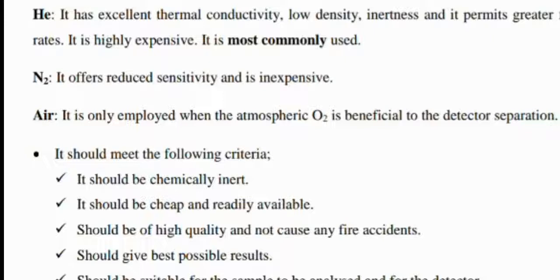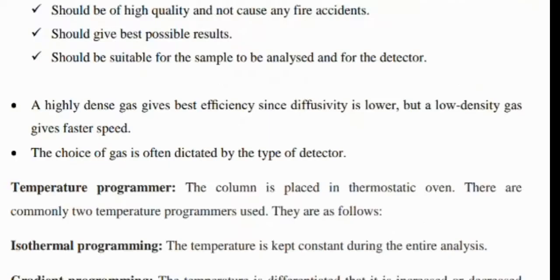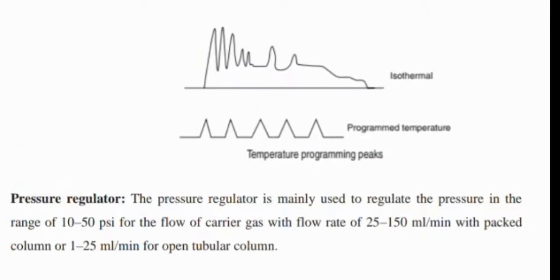Further, we have nitrogen. It offers reduced sensitivity and is inexpensive. Air is only employed when atmospheric oxygen is beneficial to the detector separation. Further, we have the temperature programmer. The column is placed in a thermostatic oven. There are commonly two temperature programs used. First one is isothermal programming, in which the temperature is kept constant during the entire analysis, and second one is gradient programming, in which the temperature is increased or decreased during the analysis. Diagrams of the isothermal and programmed temperature peaks are here.